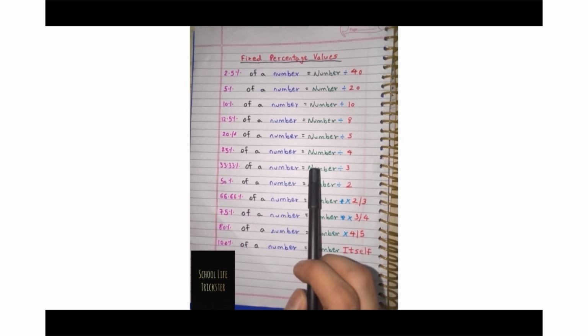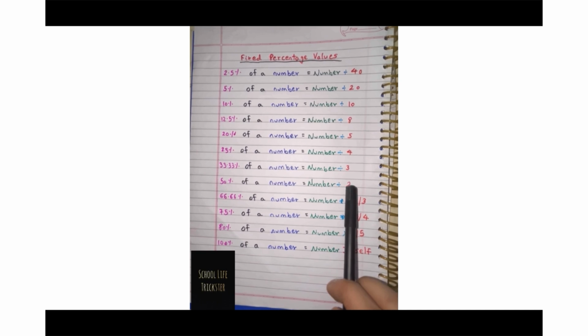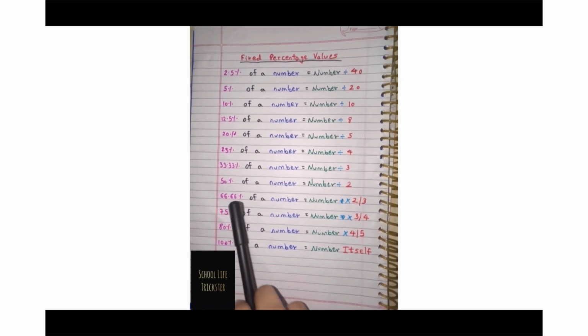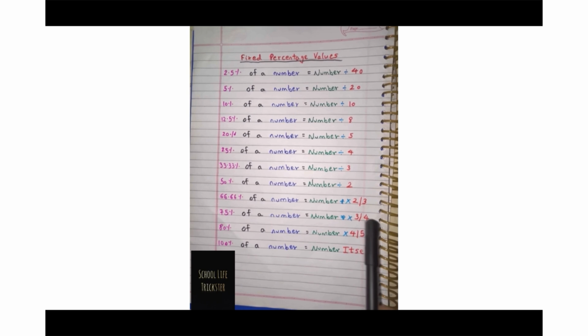33.33% of a number equals the number divided by 3. 50% of a number equals the number divided by 2. 66.66% of a number equals the number times 2 divided by 3. 75% of a number equals the number times 3 divided by 4. 80% of a number equals the number times 4 divided by 5. Now 100% of a number equals the number itself.